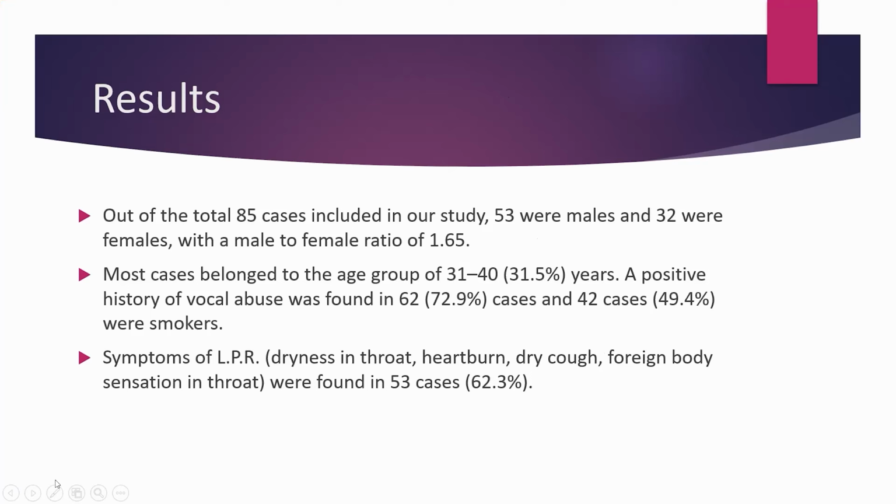So out of the total 85 cases, 53 were males and 32 females with a male to female ratio 1.65. Most of the cases were of the young patients, 31 to 40 years of age group. A positive history of vocal abuse was found in 62 cases and 42 cases were smokers. Symptoms of laryngopharyngeal reflux were found in 53 cases. Next slide, please.